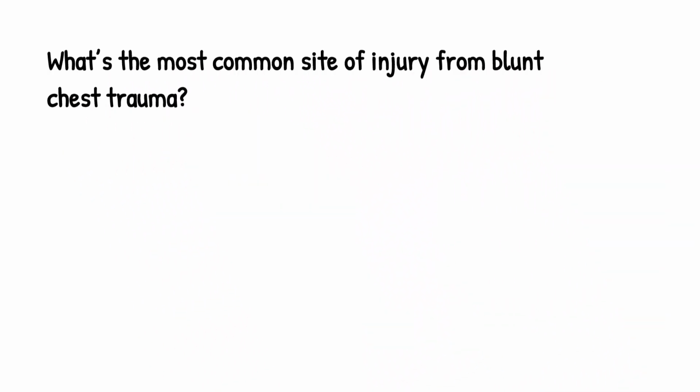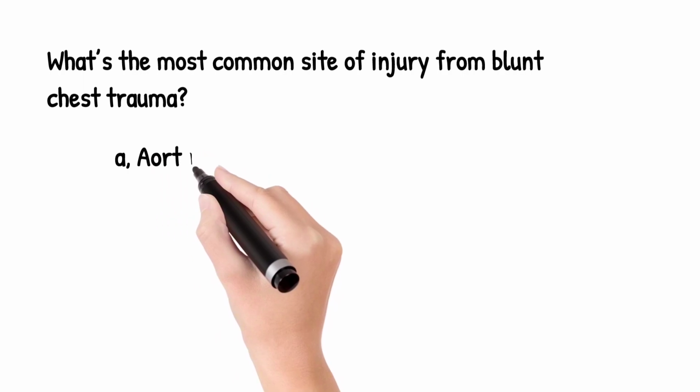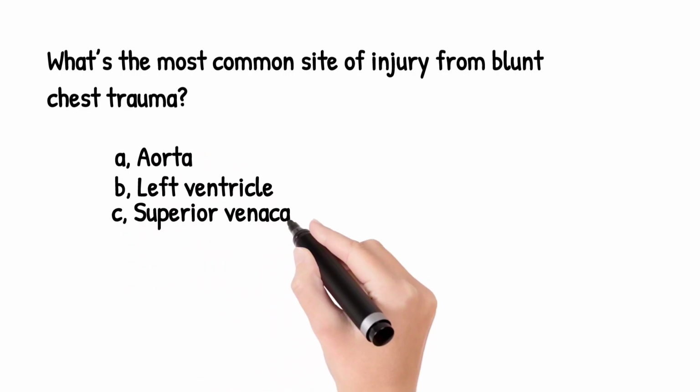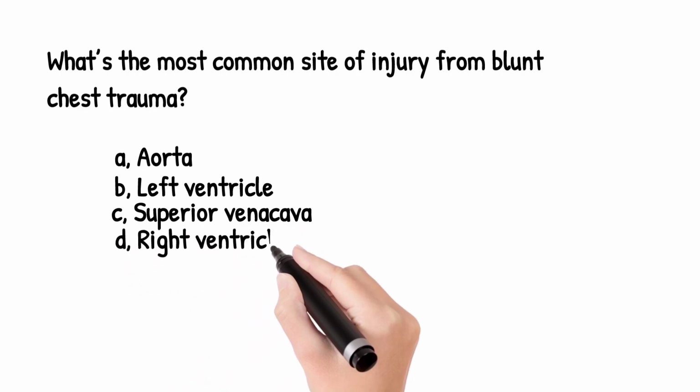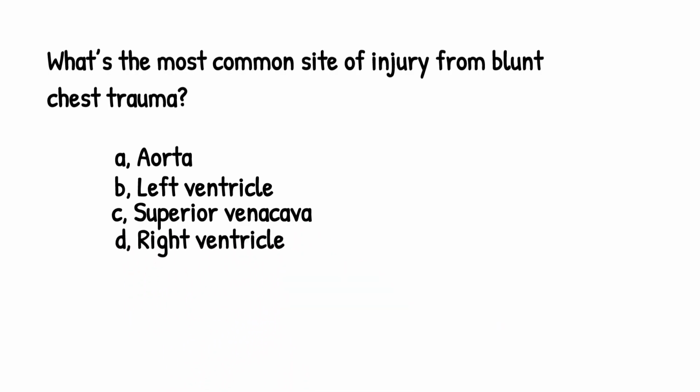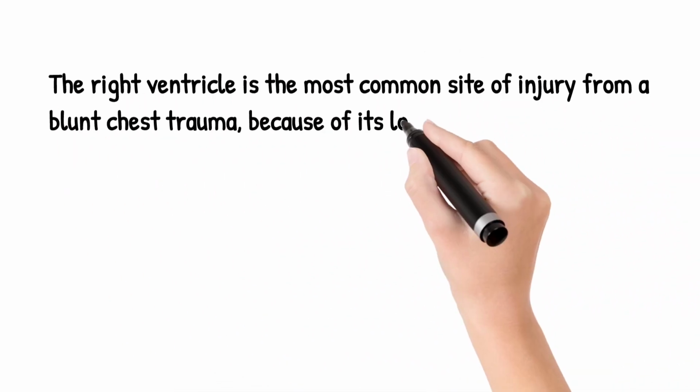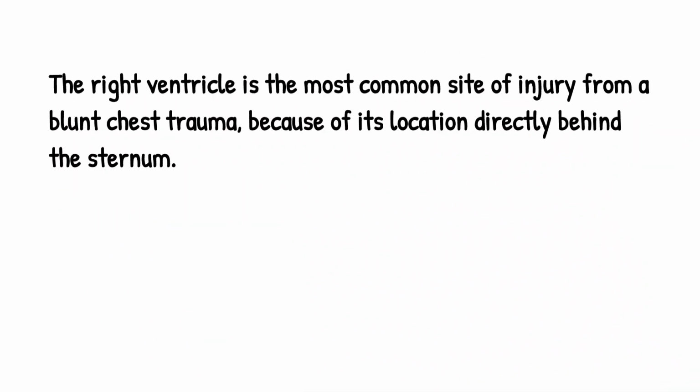What is the most common site of injury from blunt chest trauma? Option A aorta, option B left ventricle, option C superior vena cava, option D right ventricle. The answer is option D right ventricle. The right ventricle is the most common site of injury from blunt chest trauma because of its location directly behind the sternum.